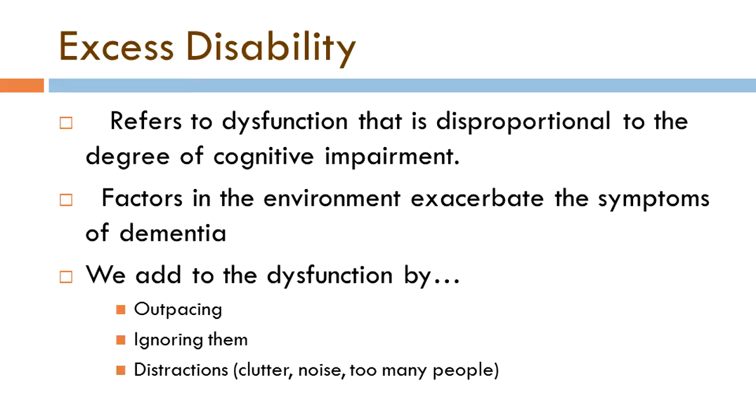So with respect to the social, there's a term that we use, excess disability, and this is a term that refers to dysfunction that's disproportionate to the degree of cognitive impairment. And unfortunately, as we're trying to help loved ones with dementia, we can create this excess disability. So we could have environmental factors, like clutter, noise, too many people, and we create more disability for that individual than their actual cognitive impairment has. We could outpace them, where we're putting too much pressure to get the activity done quicker, and we're outpacing what cognitive abilities they have at that point.